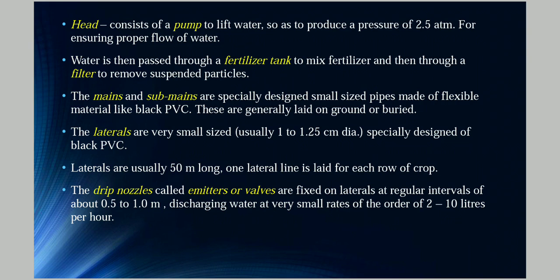Next are laterals. Laterals are very small sized pipes, usually 1 to 1.25 centimeter in diameter. They are also specially designed of black PVC. Laterals are usually 50 meters long and are laid one for each row of crops. The drip nozzles, emitters or valves are fixed on the laterals at regular intervals of about 0.5 to 1 meter, discharging water at a very small rate, of the order of 2 to 10 liters per hour.